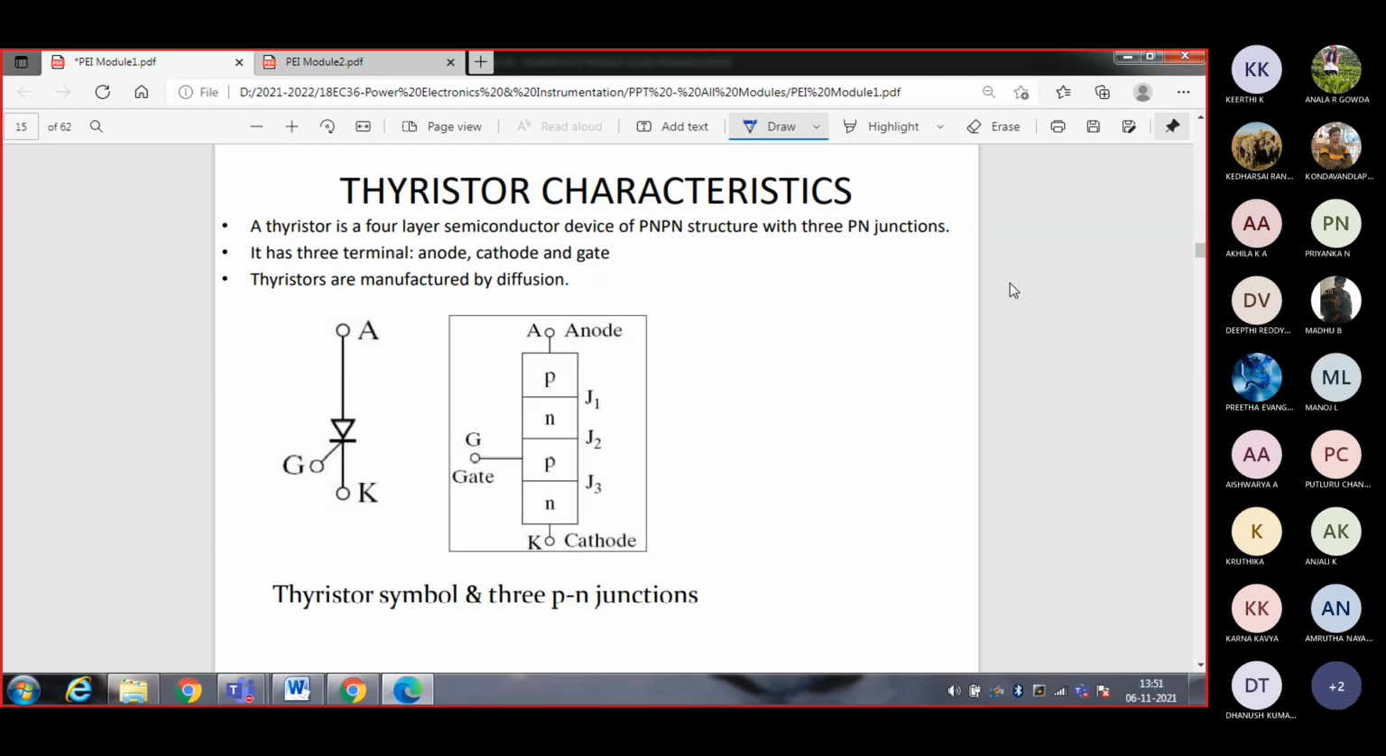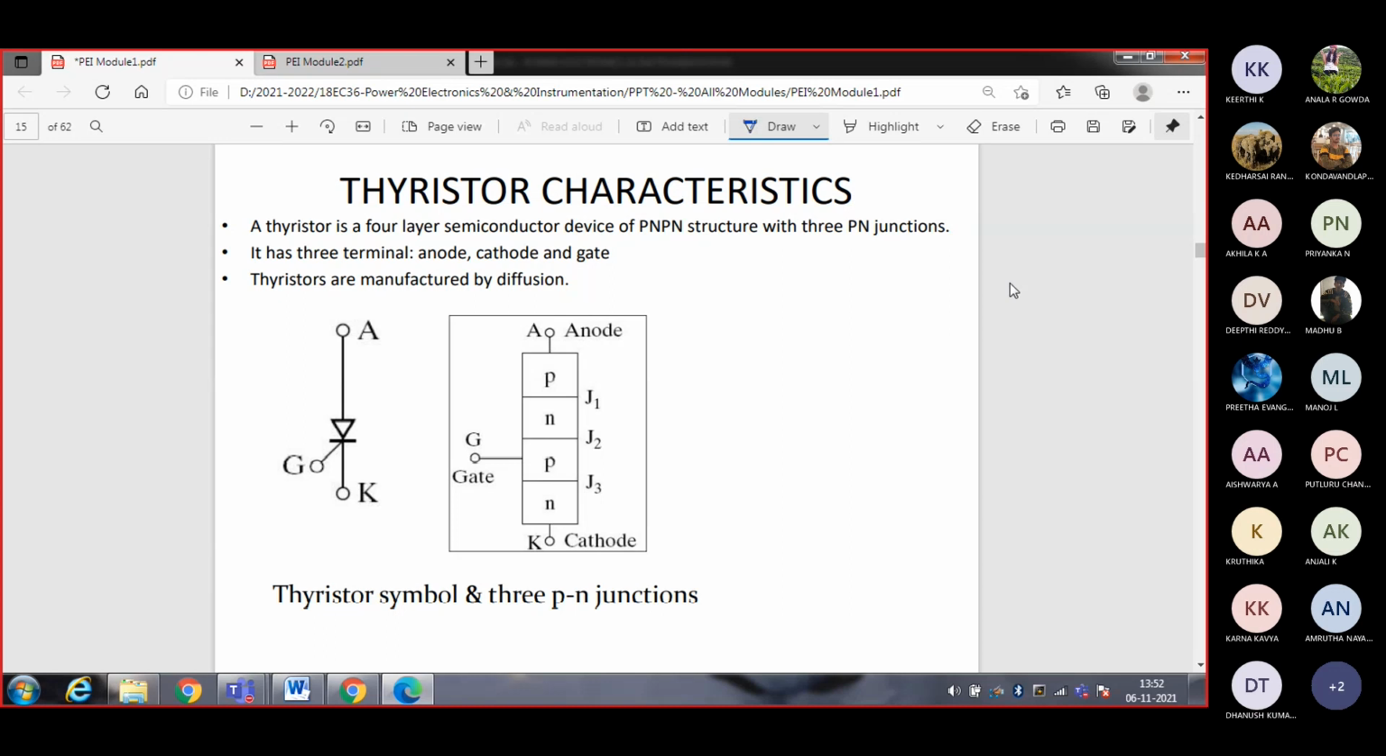A thyristor is a four-layer semiconductor device of PNPN structure with three PN junctions. It has three terminals: anode, cathode, and gate. Thyristors are manufactured by diffusion. Diodes have only two terminals, but thyristors have three terminals. So you are supposed to check all these three terminals.